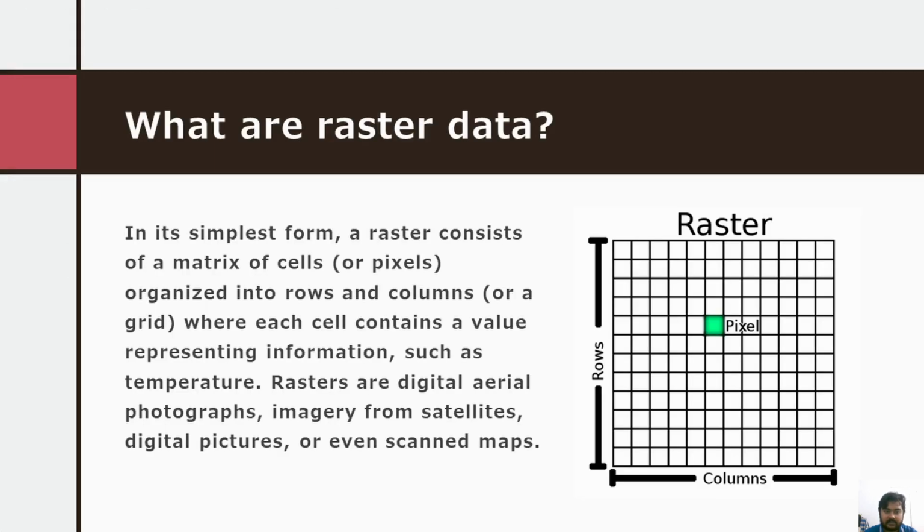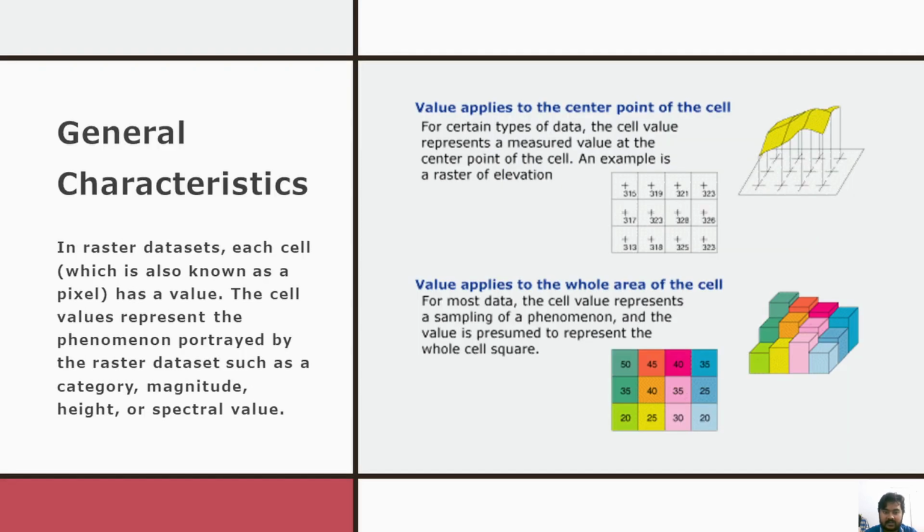In its simplest form, a raster consists of a matrix of cells or pixels organized into rows and columns, or a grid, where each cell contains a value representing information such as temperature. Rasters are digital aerial photographs, imagery from satellites, digital pictures, or even scanned maps. In raster datasets, each cell, which is also known as a pixel, has a value. The cell values represent the phenomenon portrayed by the raster dataset, such as a category, magnitude, height, or spectral value.